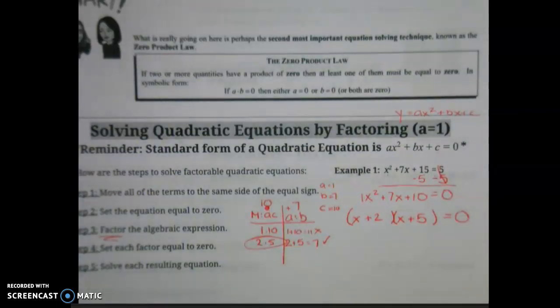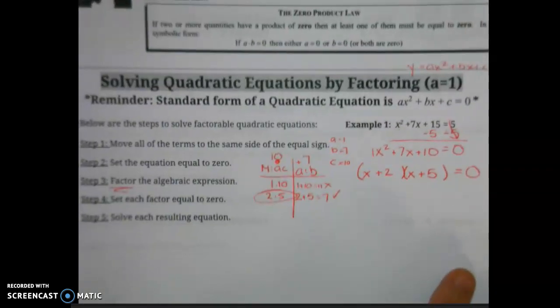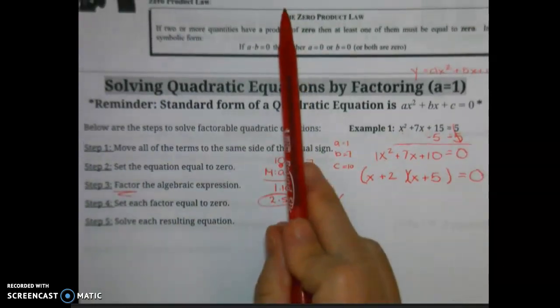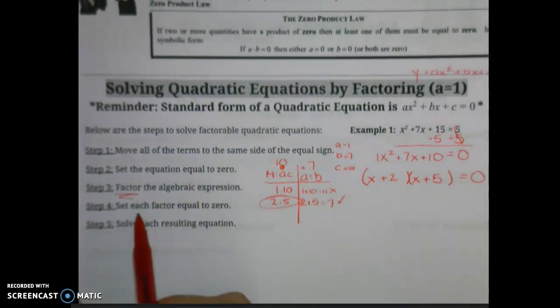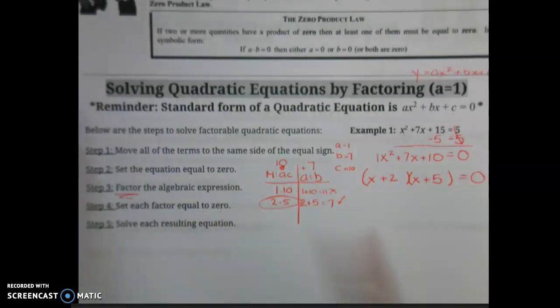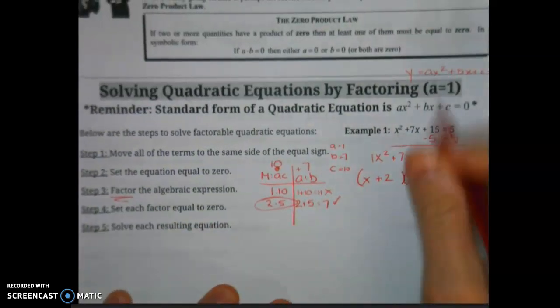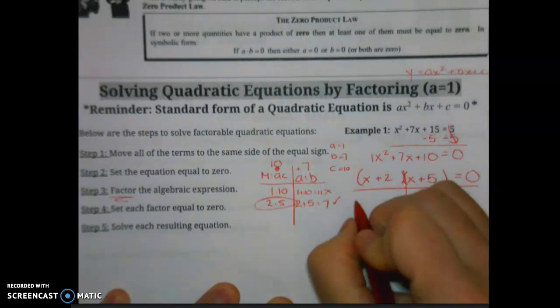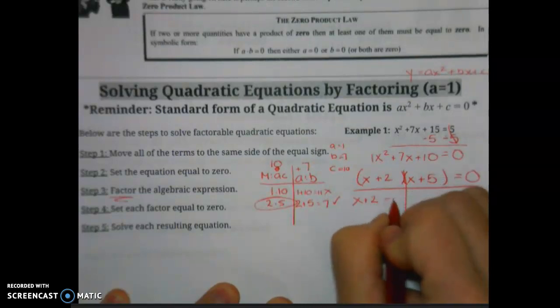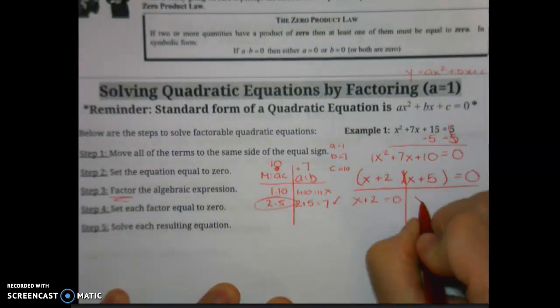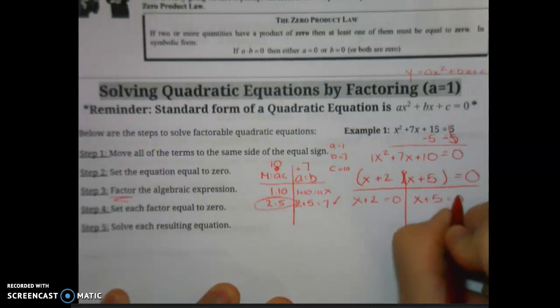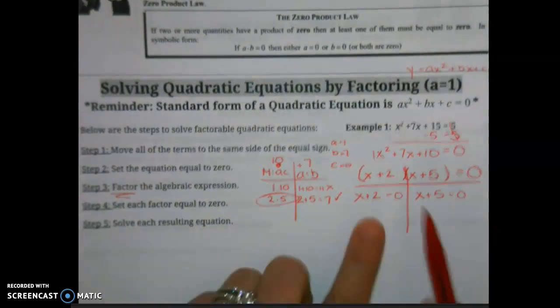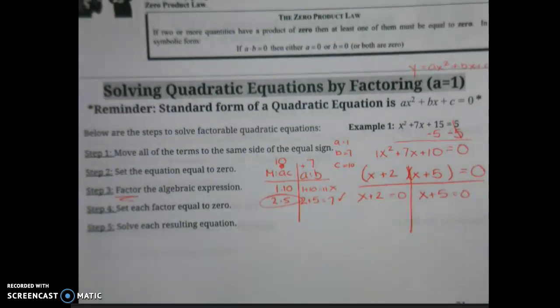So this you learned during the last unit. What we're now going to do is use this zero product property to set each factor equal to 0. So if this times this is equal to 0, we know that either this binomial x plus 2 is equal to 0, or this binomial x plus 5 is equal to 0. So I'm breaking my factors into two separate equations.